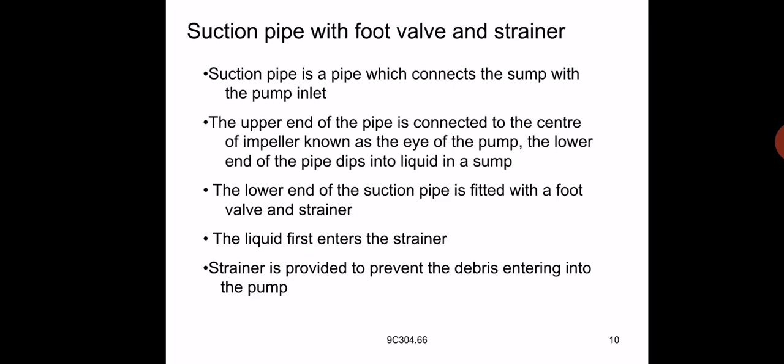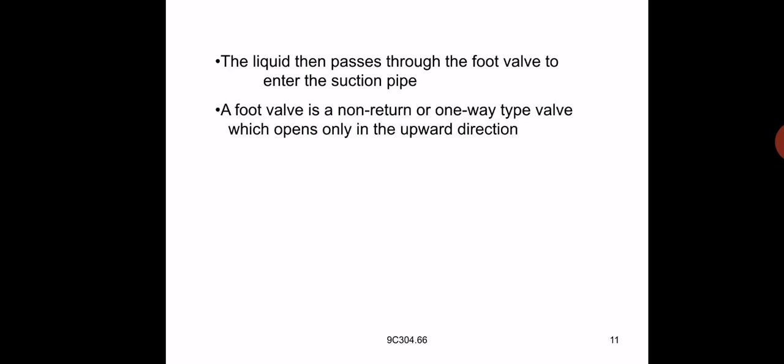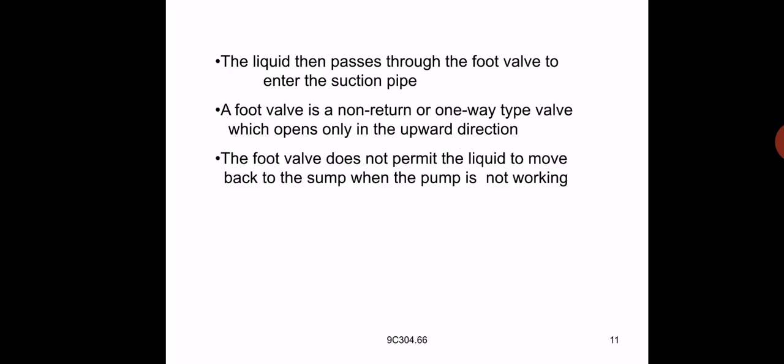This is the function of the strainer in a pump: it is provided to prevent debris from entering the pump. The liquid then passes through the foot valve to enter the suction pipe. The foot valve is a non-return or one-way type valve which opens only in the upward direction. The foot valve does not permit the liquid to move back to the sump when the pump is not working. This is the main function of the foot valve.